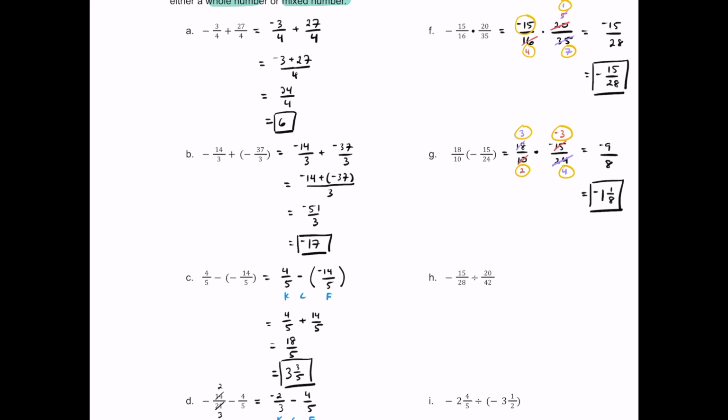Okay, that's it for letter G. Again, these multiplying and dividing ones are a little bit nicer in some ways because you don't have to deal with common denominators.